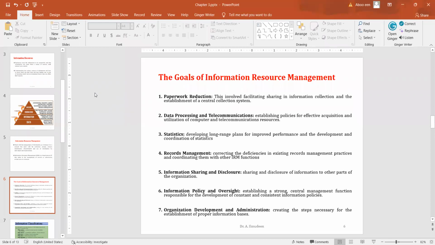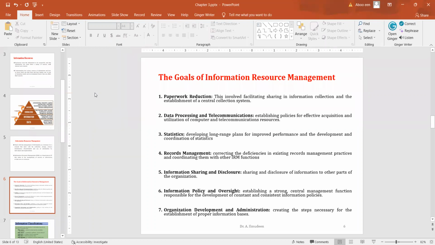Information sharing and disclosure: sharing and disclosure of information to other parts of the organization. So then they can increase their efficiency and avoid delays in accessing or transferring the data. Information policy and oversight: establishing a strong central management function responsible for the development of consistent information policies. So throughout the organization, they can share their data and information.